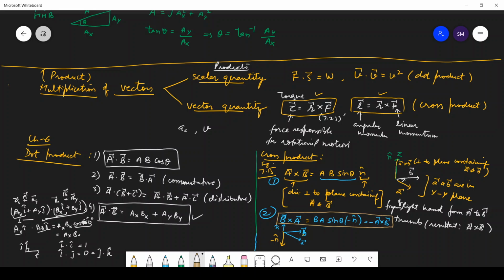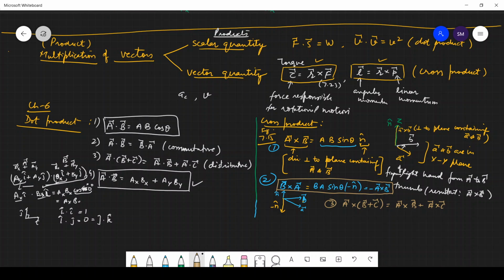So here the dot product was following the commutative law, but the cross product does not follow the commutative law. Does it follow the distributive law? Yes, it is following the distributive law, like A cross (B plus C) is equal to A cross B plus A cross C. There's no problem with the distributive law. Okay.